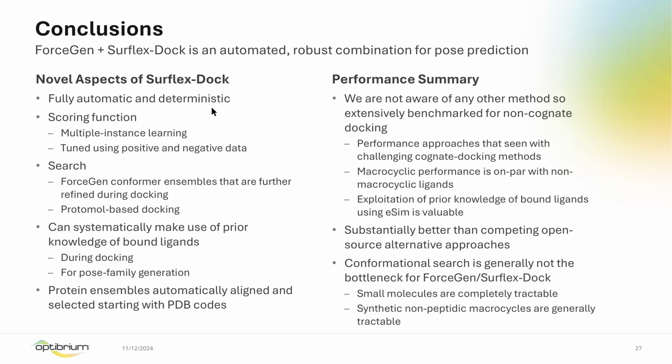It's automatic, it's deterministic. Everything's really different about Surflex in terms of the scoring function, the search methodology, the way we make use of prior ligands, and the automation. All of that are novel features. And in terms of performance, I think that we've been pretty clear about that. We don't know of any other extensively benchmarked method for non-cognate docking that does as well. Part of it is being able to make use of prior knowledge, but a lot of it is just really, really effective search, both at the conformational level and in terms of the docking.